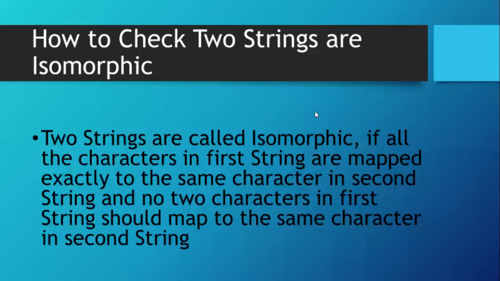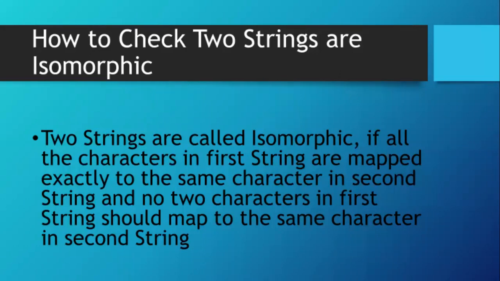In this video, you will see how we can check whether two given strings are isomorphic or not. Basically, two strings are called isomorphic if all the characters in the first string are mapped to the same characters in the second string, and no two characters in the first string should map to the same character in the second string.